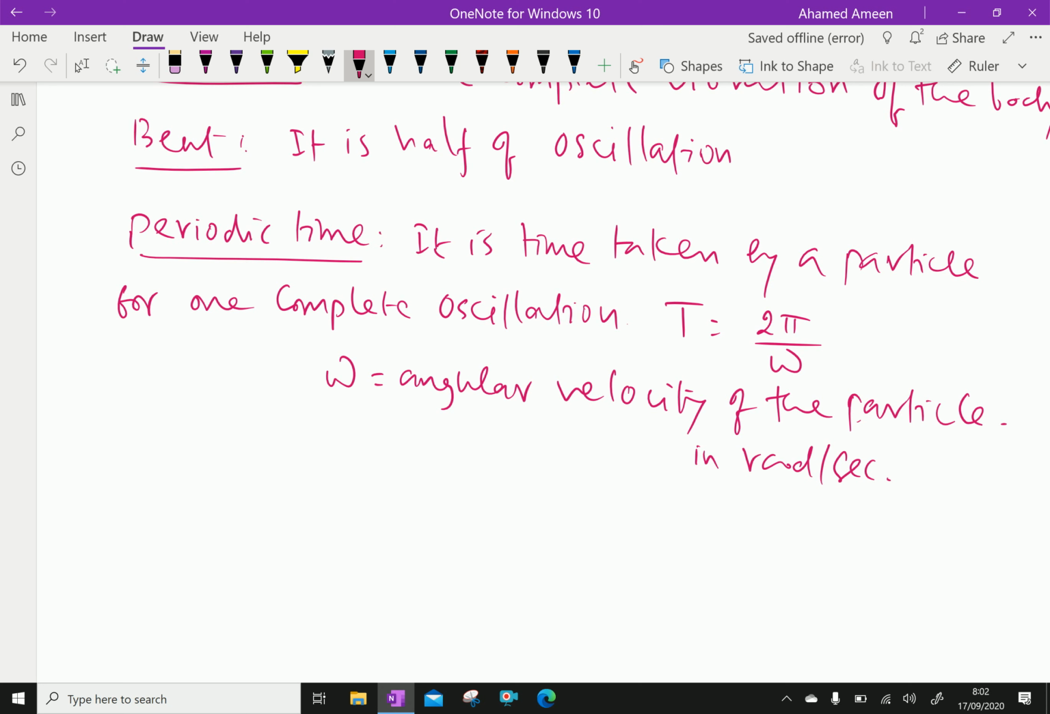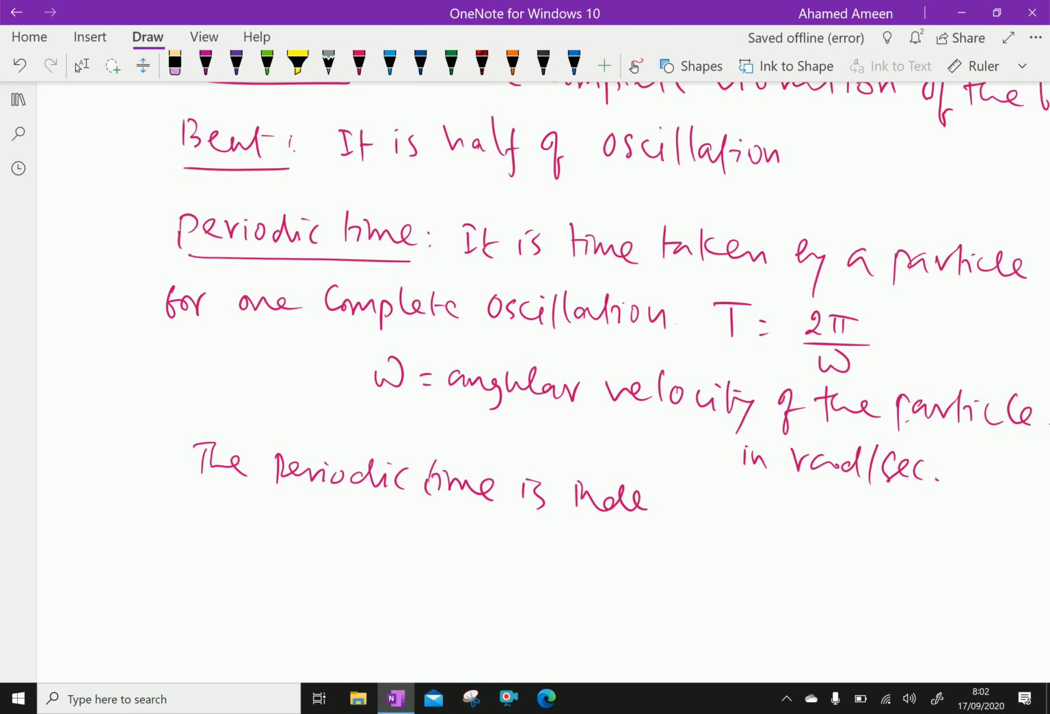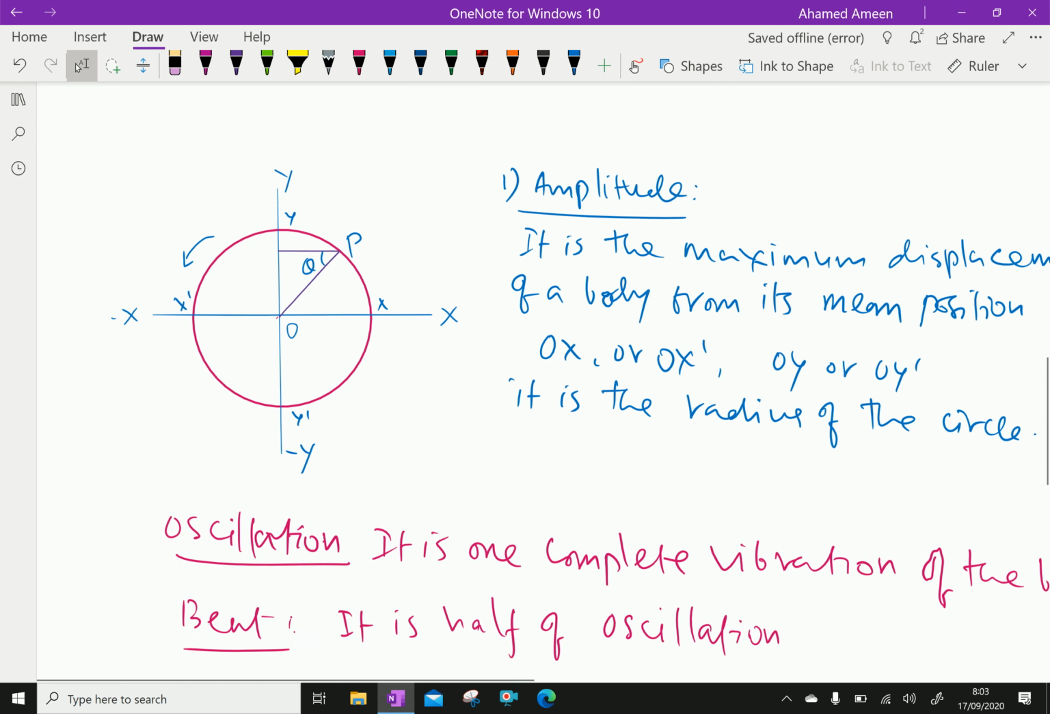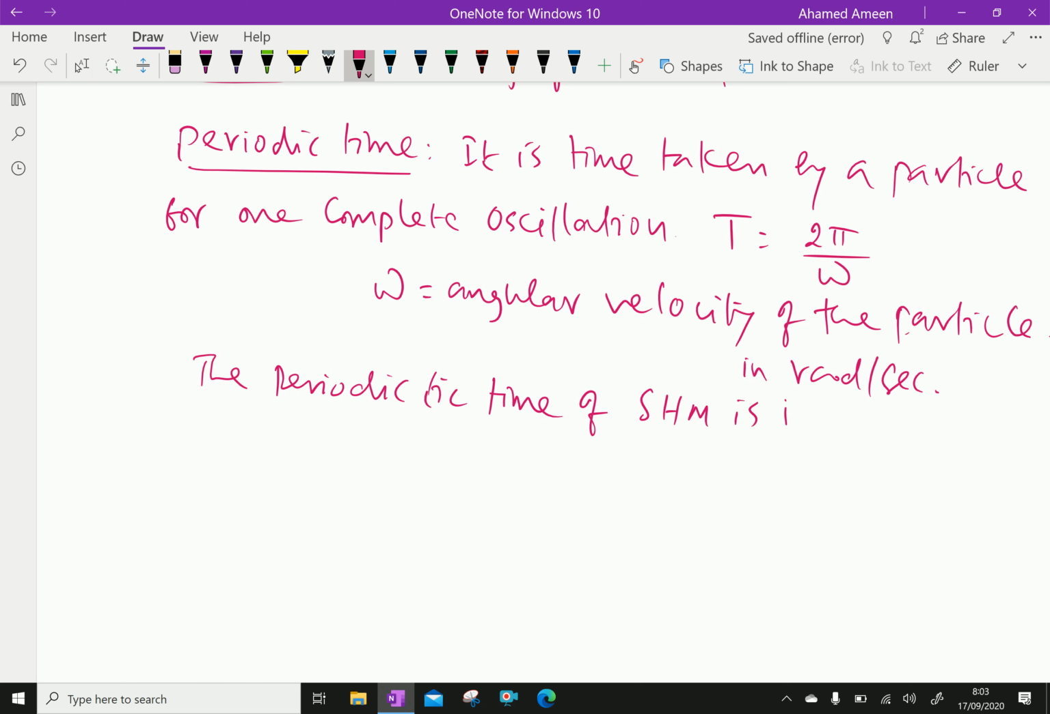The periodic time of SHM, simple harmonic motion, is independent of amplitude.